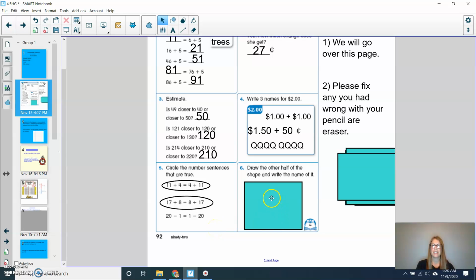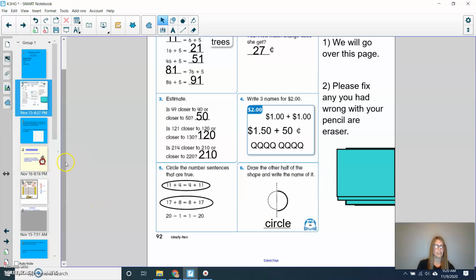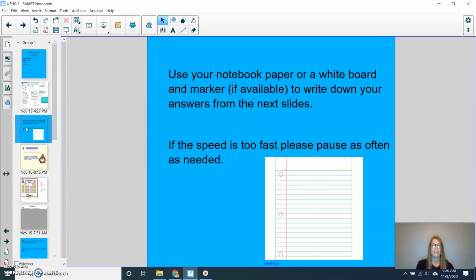For question number 6, draw the other half of the shape. So you should have made a circle and written the word circle underneath. So double check to make sure that your page is correct and fix any of those mistakes with your pencil and eraser. For the next slides, if you could either use your notebook paper and pencil or whiteboard and eraser and marker. If the speed is ever too fast, please pause as often as needed.